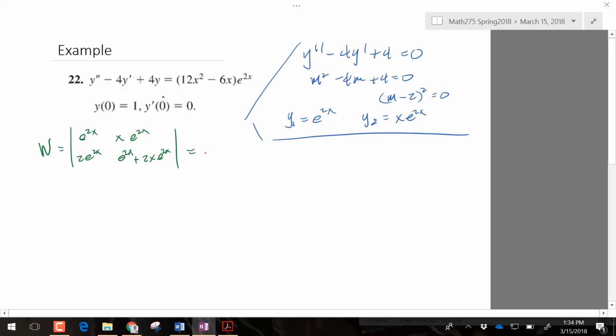So now I have e to the 4x plus 2x e to the 4x minus 2x e to the 4x. So we got a couple of things canceling out, and hopefully this Wronskian is correct. Look okay?